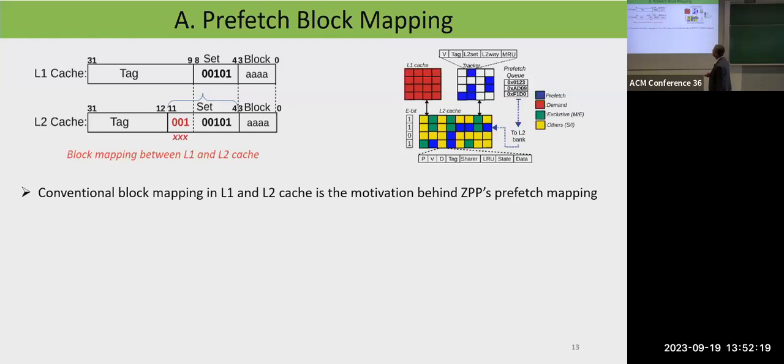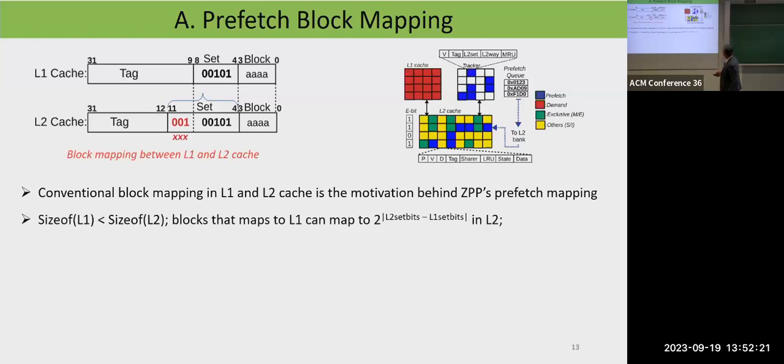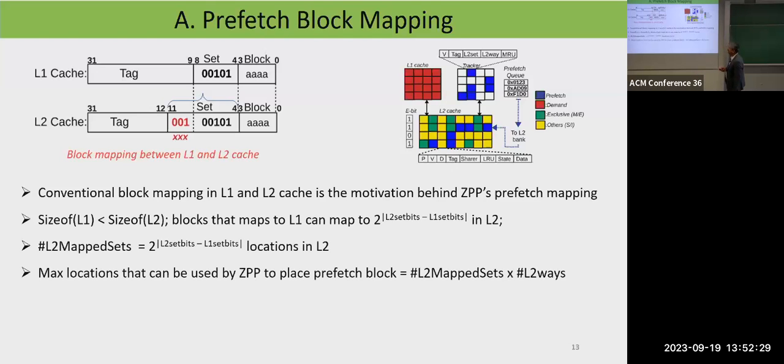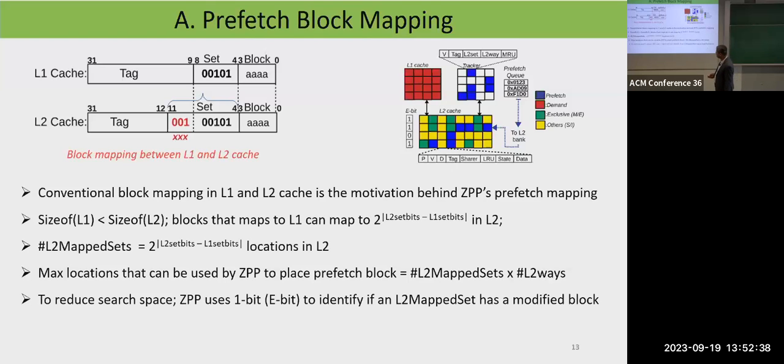So conventional block mapping in L1 and L2 is a motivation behind its performance. Wherever you are going to keep it, it's based upon a very limited set. You are not going to keep it anywhere. The maximum number of locations that can be used by CPP to place a prefetch block is equal to the number of mappings that you get. In this case, you have 8 mappings into the number of L2 ways. So to reduce the search space, you can use a few more bits, which will help easy searching.